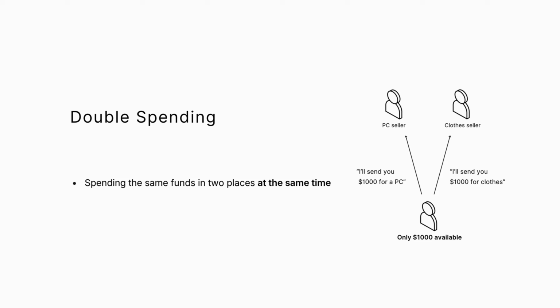For example, imagine you only have $1,000. At the same time, you send one transaction saying, "I'll send you $1,000 to buy a computer," and another saying, "I'll send you $1,000 to buy clothes." If both go through, you would end up getting both items, even though you only had $1,000. In a traditional payment system, this isn't a problem. The server processes transactions in order, and only the first one is accepted. But in a decentralized network like Bitcoin, there's no central authority to make that decision.